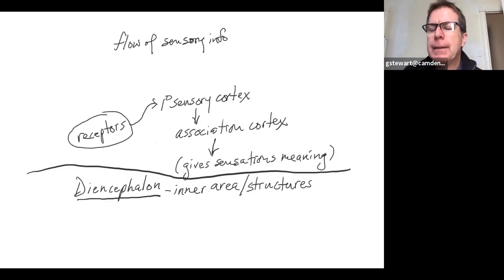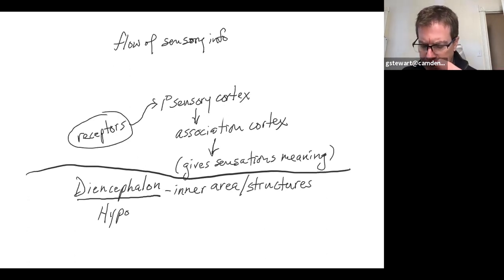So let's do that. There are certain structures within this inner area that I'm going to go through like a laundry list and identify them. The first one is, I'm trying to go in the order of your book. And I don't know why I jotted down hypothalamus. Let's do the thalamus first.